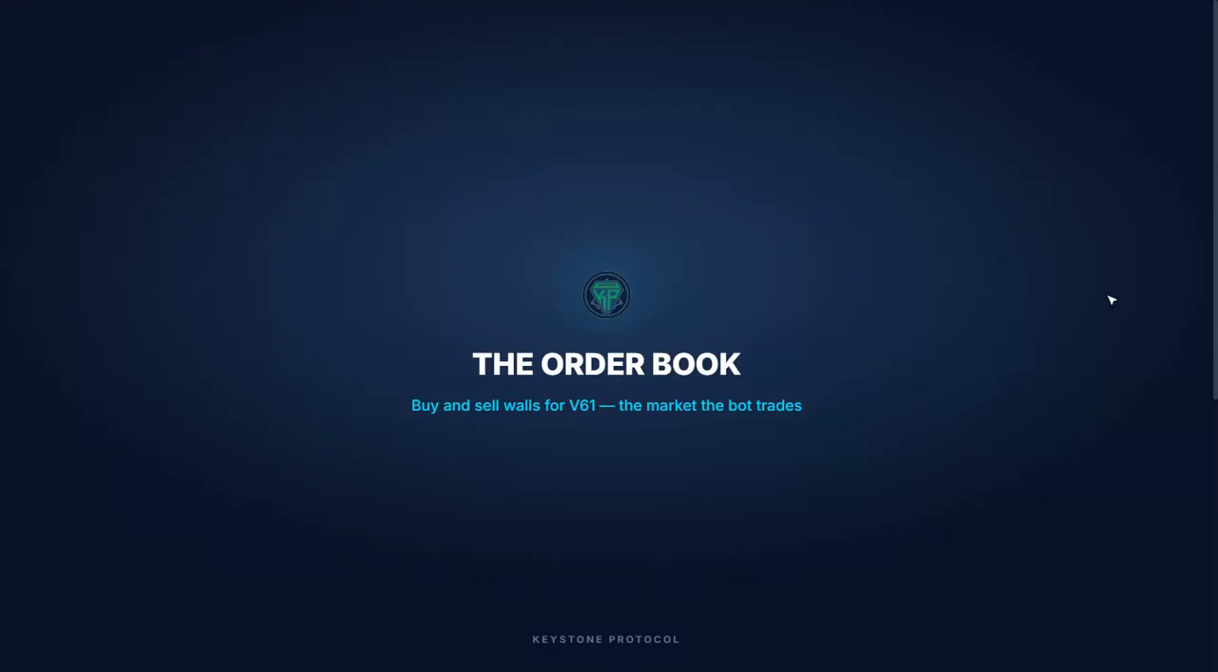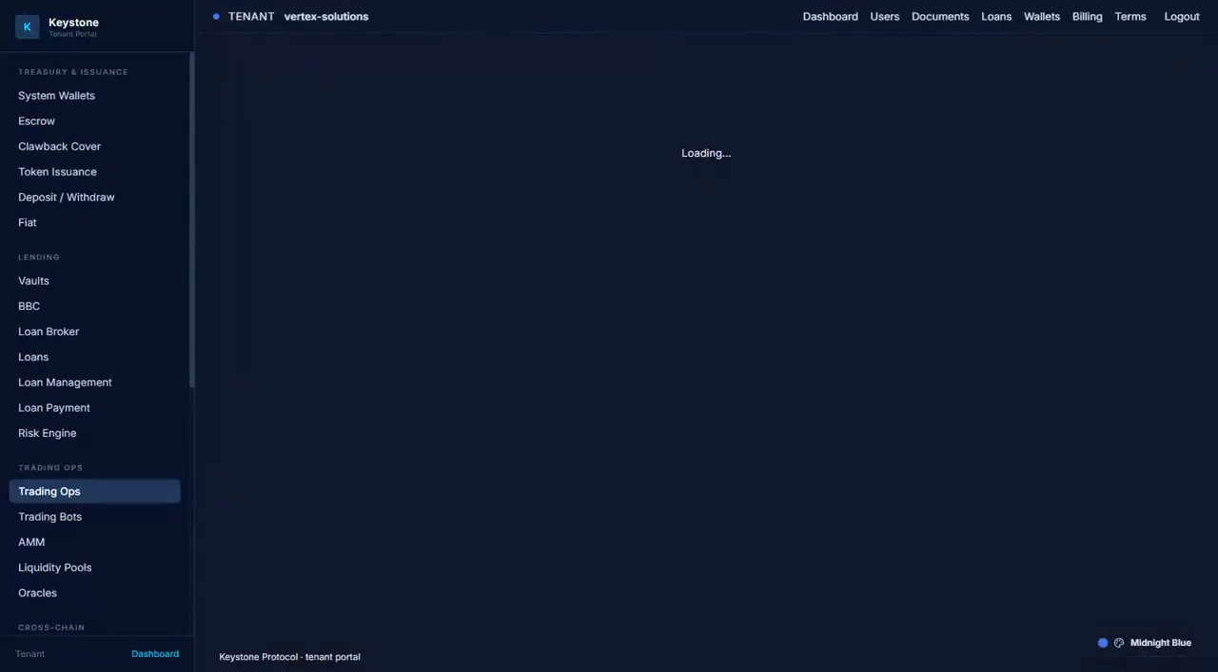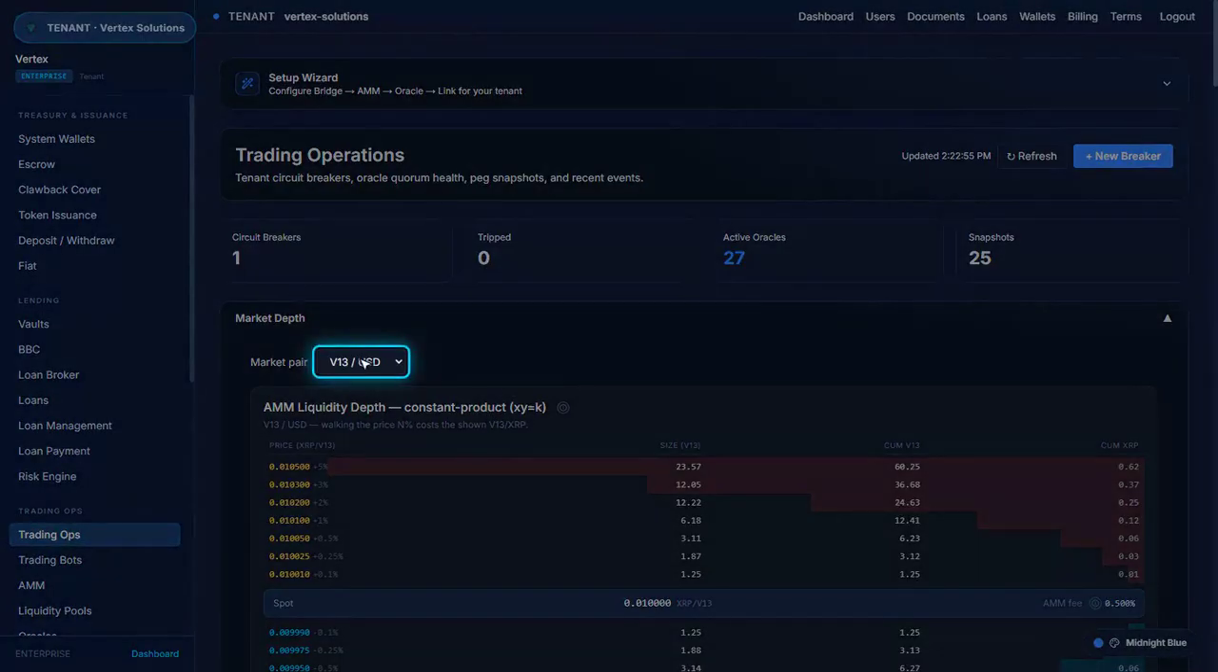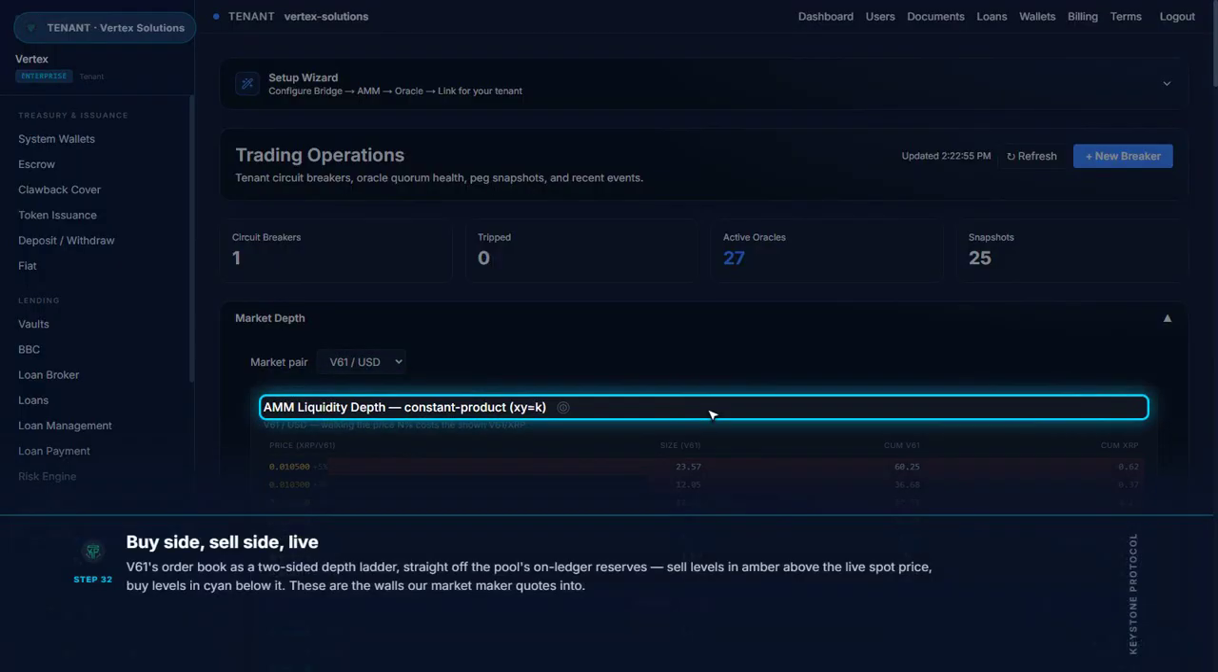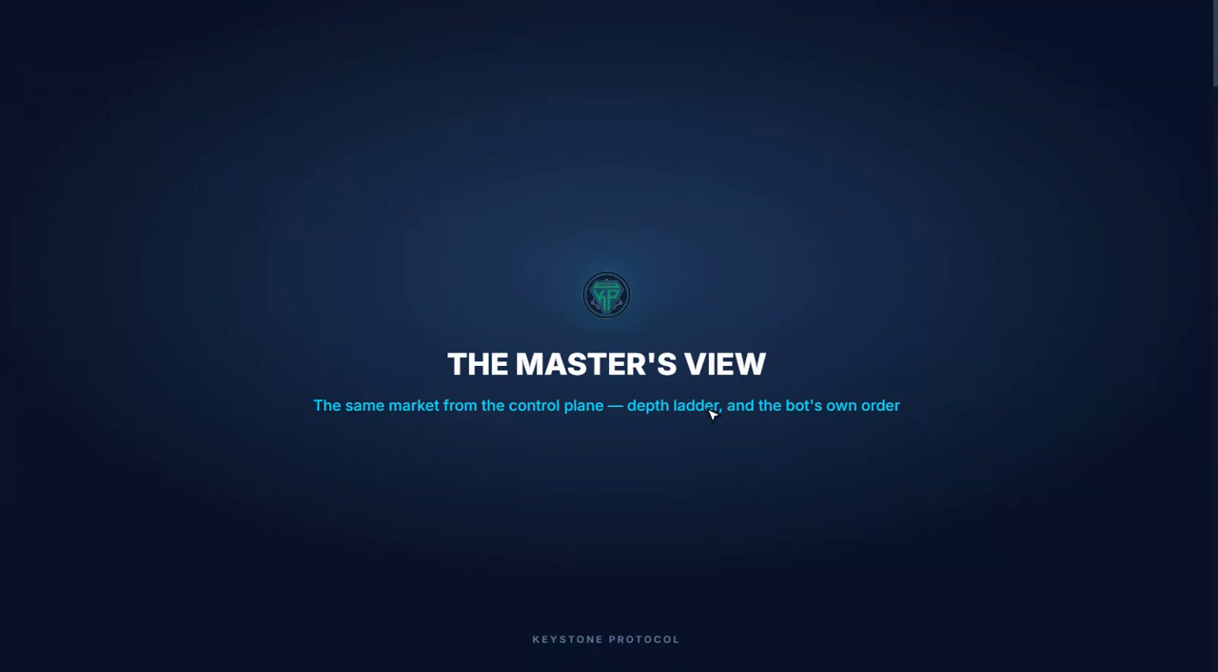The order book. Buy and sell walls for VER61. The market the bot trades. Buy side, sell side, live. VER61's order book as a two-sided depth ladder straight off the pool's on-ledger reserves. Sell levels in amber, above the live spot price. Buy levels in cyan, below it. These are the walls.